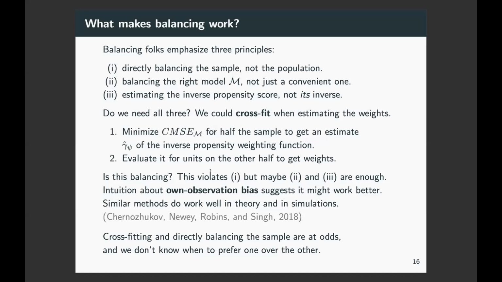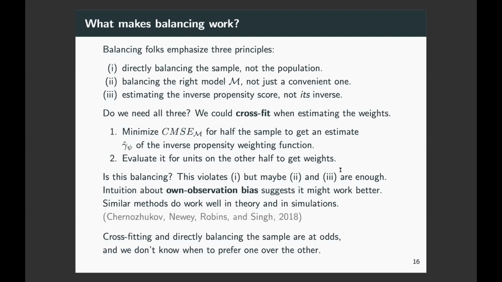And so these are the principles that I think we say are why balancing works and why balancing is a good idea, but it's not really clear that we need all three. As a bit of a thought experiment, we can kill the first by cross-fitting when we estimate the weights. What I mean by this is we can minimize conditional mean squared error just as before, but we do it for half the sample. And by doing so, we get an estimate of the inverse propensity weighting function. And then we can just evaluate it on units for the other half of the sample.